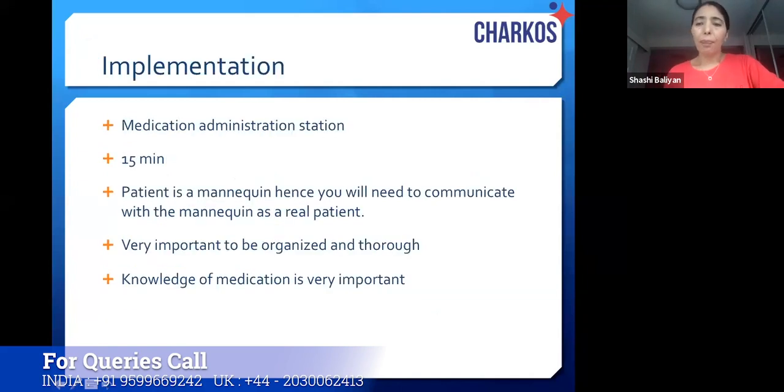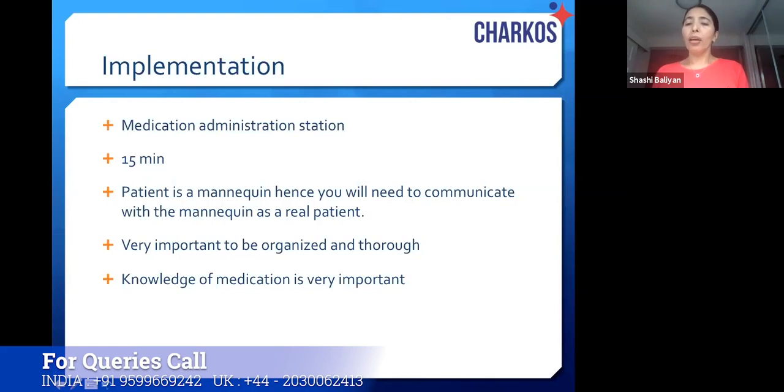So once you have done the planning, then we come to the implementation station. Implementation is where you are actually going to give the medication. Okay. So in implementation, you will be given a drug chart. There is going to be a scenario that this is the same patient, and now you are going to go and give the medication and do the implementation.